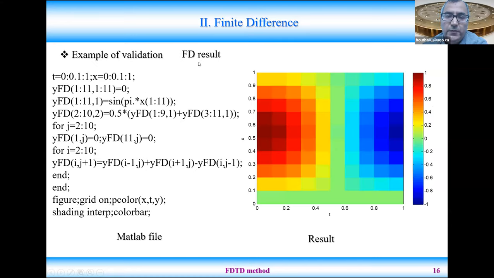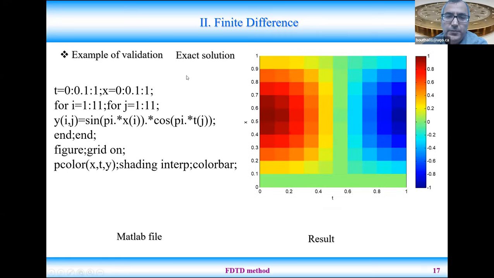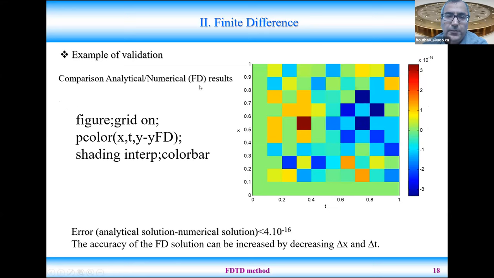So we have to compare the finite difference, which is based on approximation, with the exact solution. If we compare them, that's what we plot here. You can see that the maximum here is 10 to the minus 16, which is very low, very small.